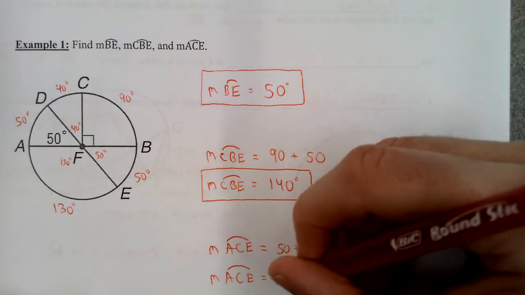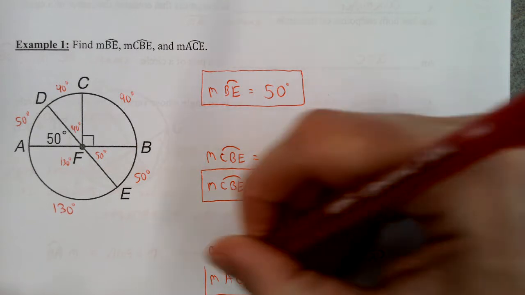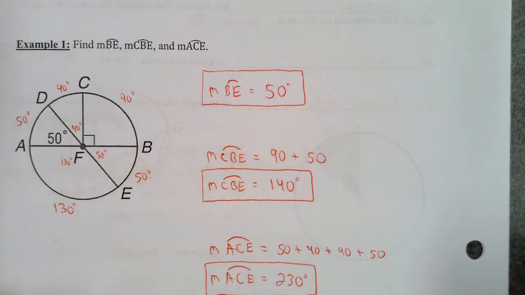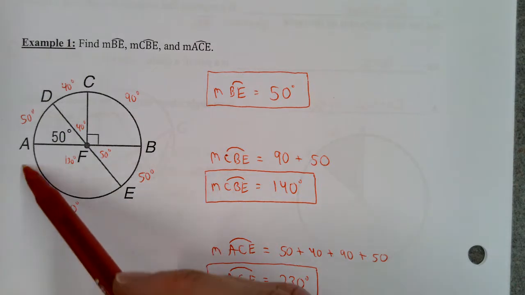And again, just to refresh your memory from what I said earlier, notice how all the arcs of the circle add up to 360. If you add up all the arcs, they add to 360.